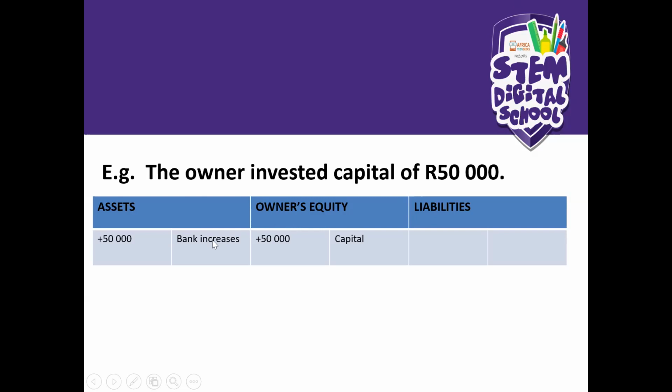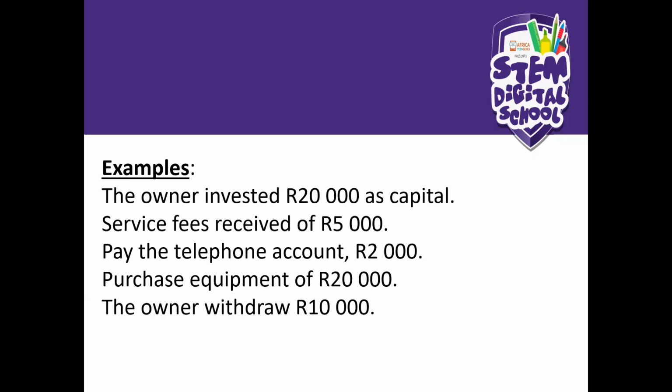All right, and then you can use that page to do the next few examples, an activity. I'm going to give you a few minutes to do that. So there are five transactions. Let's just go through the transactions. The first one is the owner invested 20,000 as capital. Service fees received of 5,000. Pay the telephone account 2,000. Purchase equipment of 20,000. And the owner withdrew 10,000 rand.